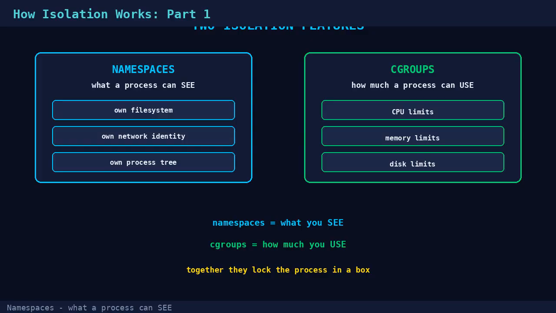First, Namespaces. Namespaces control what a process is allowed to see. Its own file system, its own network, its own process list. A container inside a namespace literally cannot see anything outside its box.